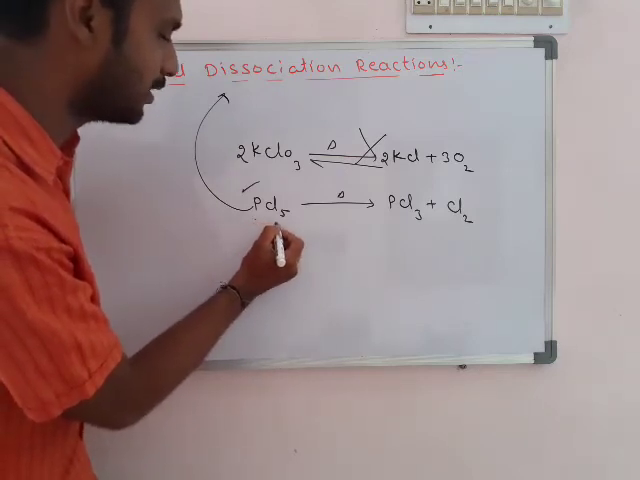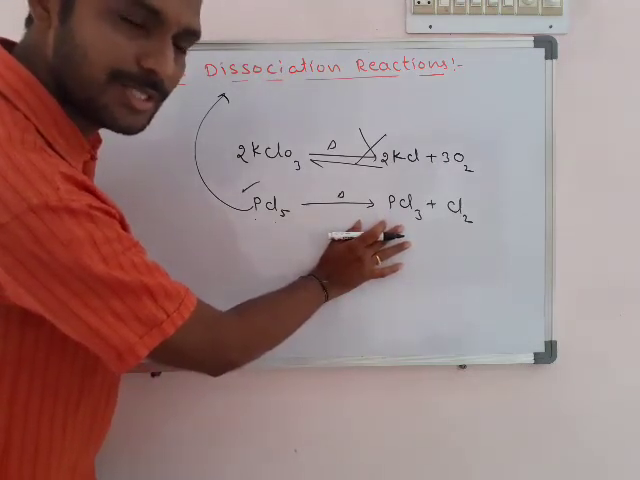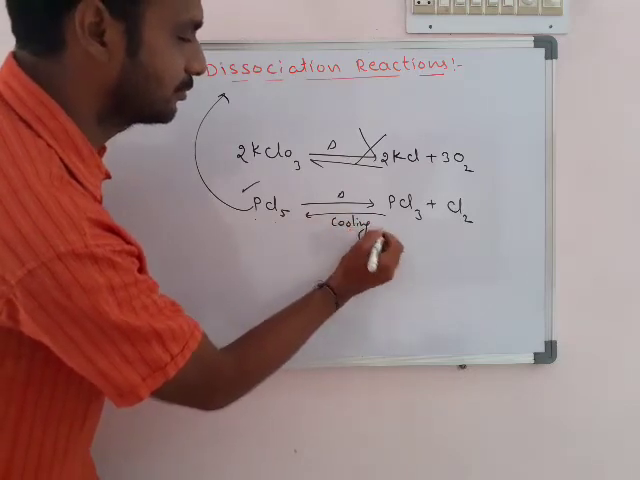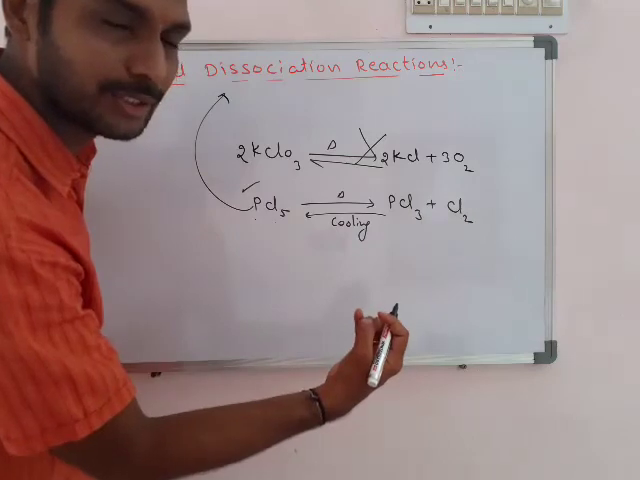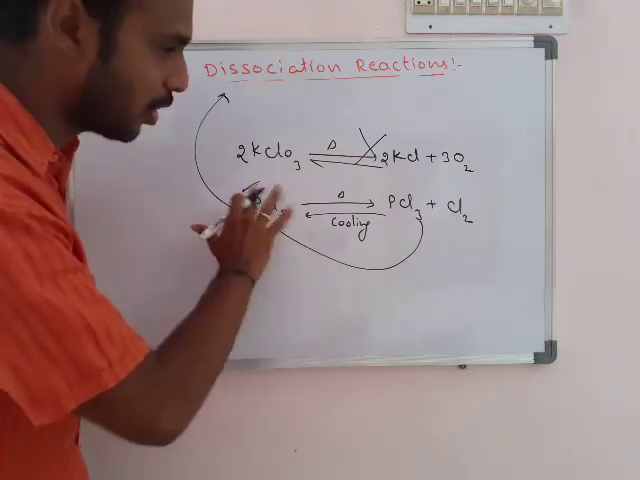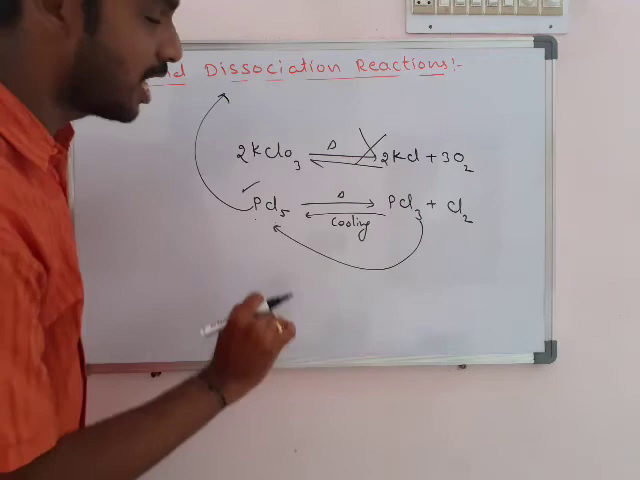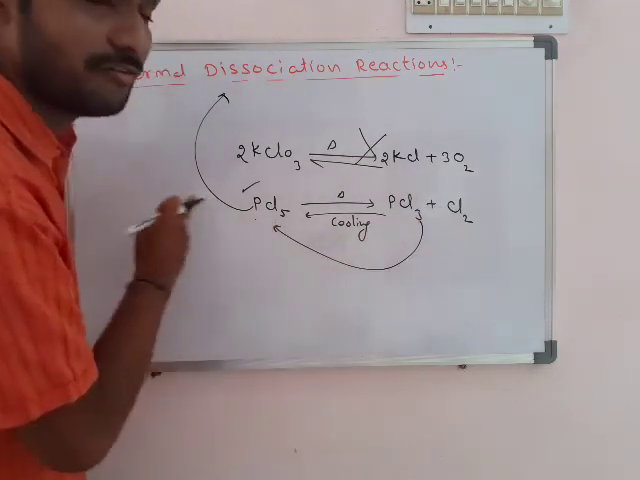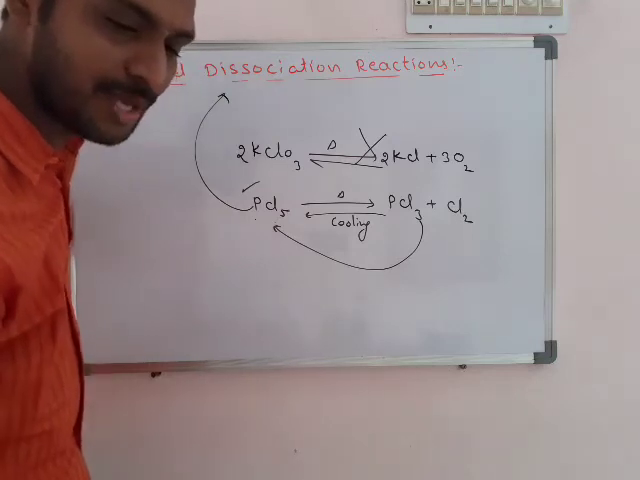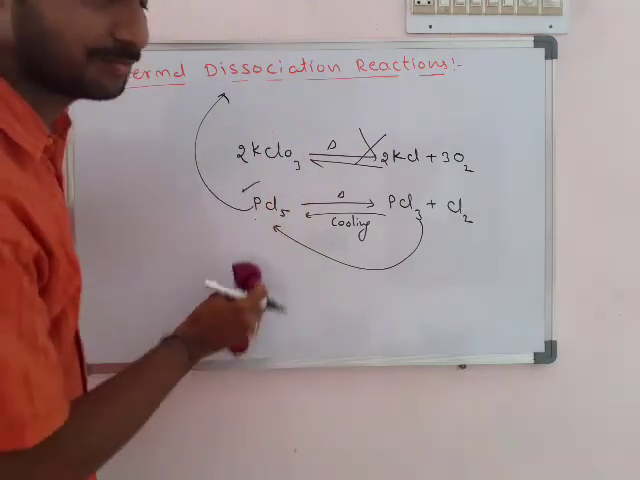So PCl5, phosphorus pentachloride, on heating we will get PCl3, phosphorus trichloride, and Cl2. Then on cooling, these two combine together again forming PCl5. So it is the same model as normal decomposition reactions, but there is a possibility of a reversible, backward reaction on cooling, and that is treated as a thermal dissociation reaction. They are just like decomposition reactions, but these are reversible.